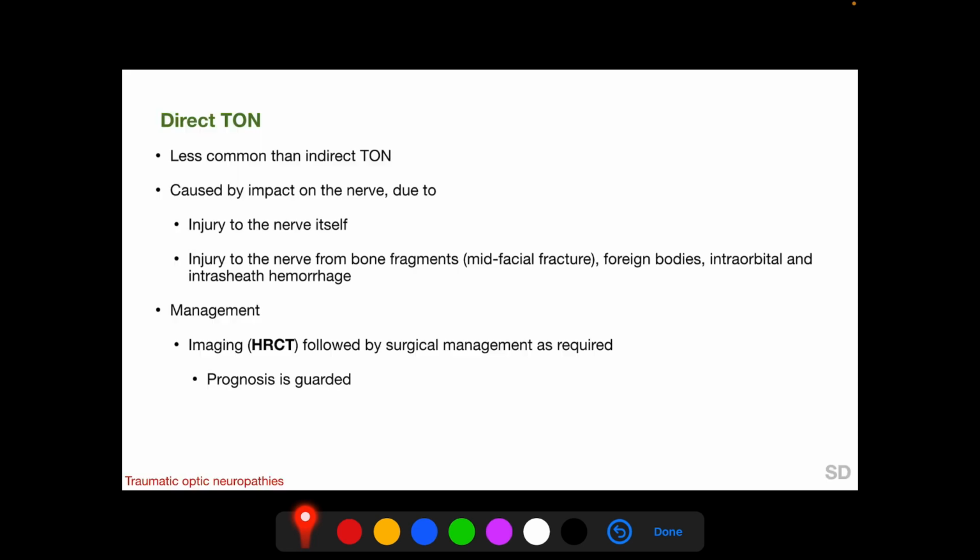Coming to traumatic optic neuropathy, we have a direct type of traumatic optic neuropathy and an indirect type of traumatic optic neuropathy. Direct traumatic optic neuropathy is less common than indirect traumatic optic neuropathy, and direct traumatic optic neuropathy is caused by direct impact on the nerve. And this direct impact on the nerve can be due to the injury-causing agent itself or from bone fragments, foreign bodies, or intraorbital and intrasheath hemorrhage. An HRCT is indicated in such a traumatic situation, followed by surgical management as required, and the prognosis is guarded.